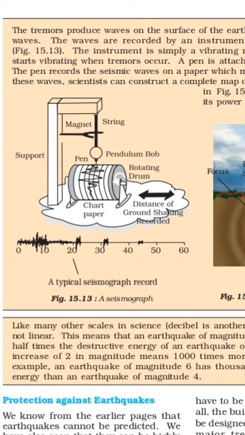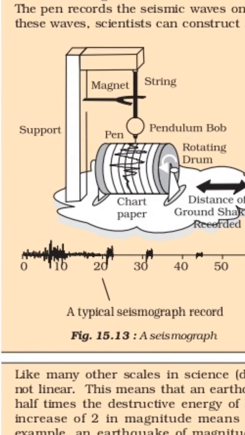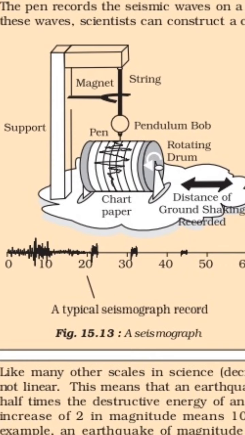This instrument is a very simple instrument. The instrument is simply a vibrating rod. You can see in the picture, figure 15.13, a seismograph. It is simply a vibrating rod or a pendulum which starts vibrating when tremors occur. When a pen is attached to the vibrating system, the pen records the seismic waves on a paper which moves under it. By studying these waves, scientists can construct a complete map of the earthquake as shown in figure 15.14, and they can also estimate its power to cause destruction.